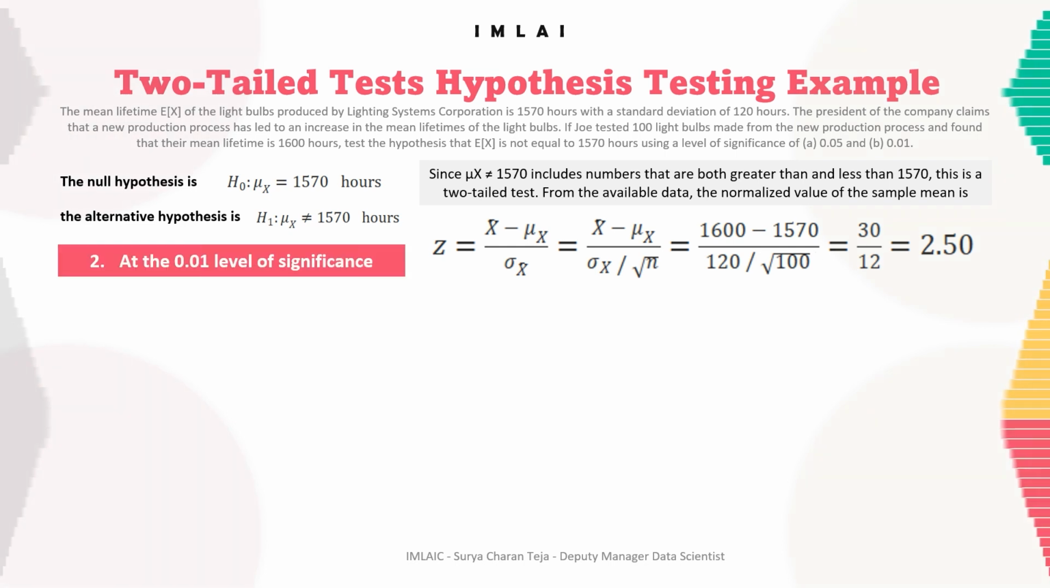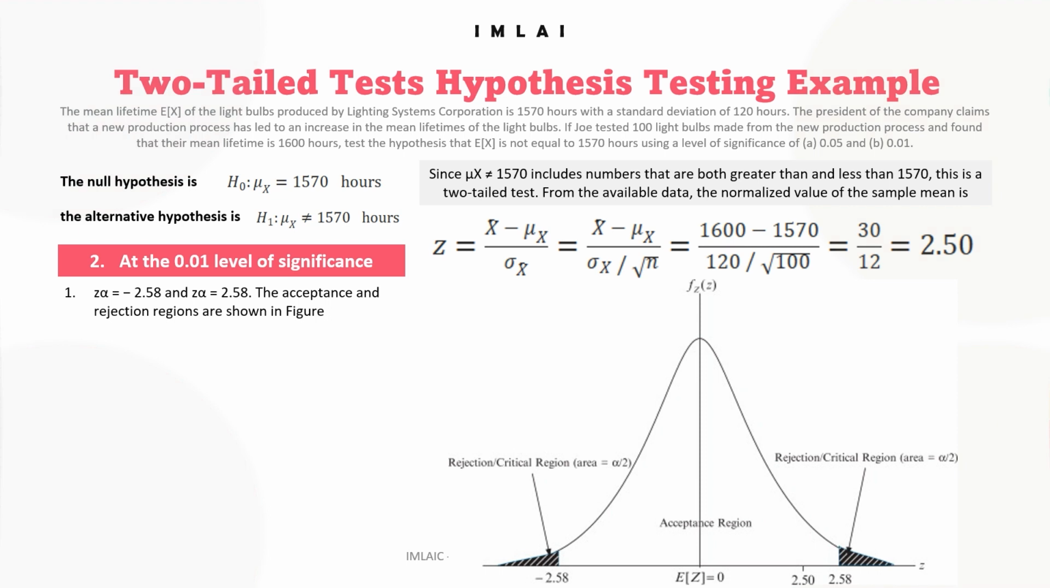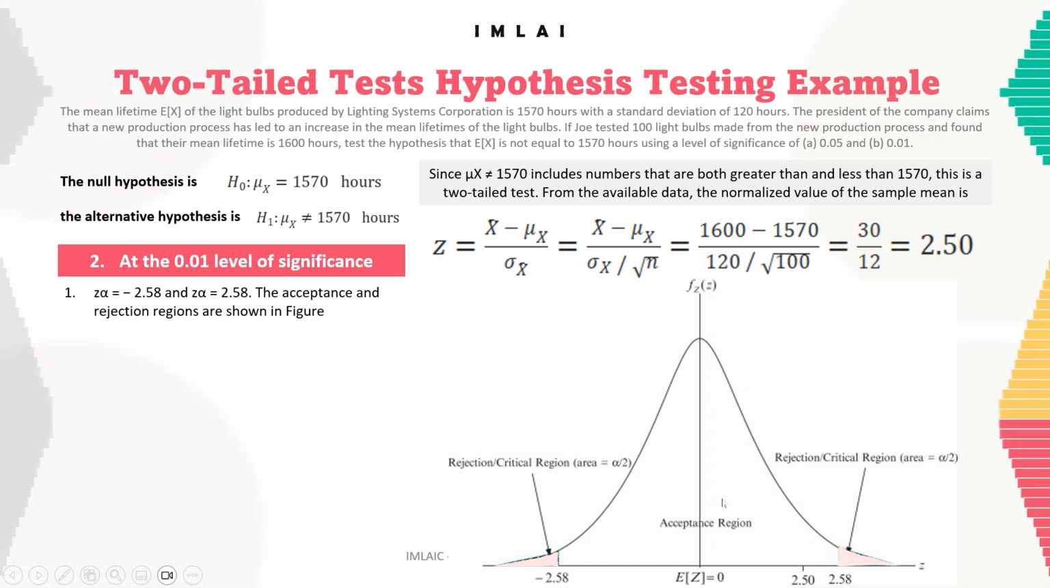At the 0.01 level of significance, the critical values would be minus 2.58 on the left side and 2.58 on the right side. The acceptance and rejection regions you can see on the screen in the figure now. The red marked regions are rejection regions. As the level of significance is reduced to 1%, the critical value has increased to 2.58 on the right side and minus 2.58 on the left side.